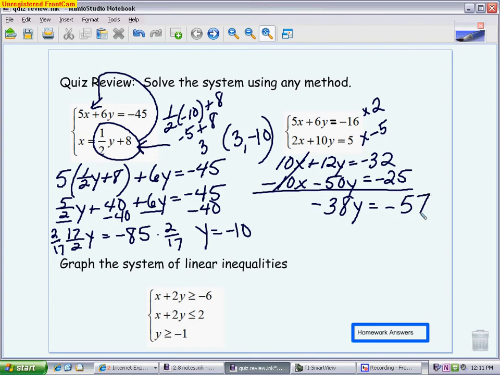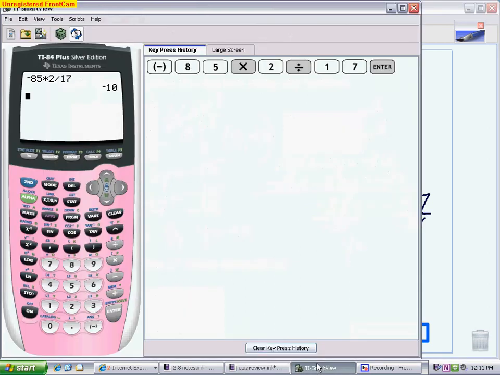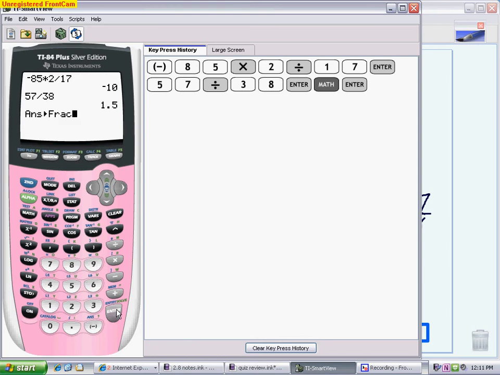57. Not the prettiest looking answer that's going to result. Divide by negative 38. If you want to see if it reduces, we know the negatives will cancel. We can take 57 divided by 38. It's not looking very promising for reducing. Can't get it to be a whole number, but we do get it to be a fraction. So 3/2 is a lot better than 57 38ths. If you want to use 1.5 instead of 3/2, that's fine too.